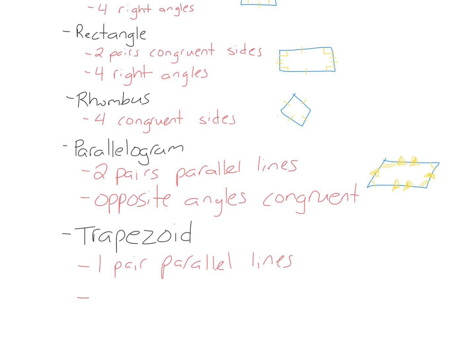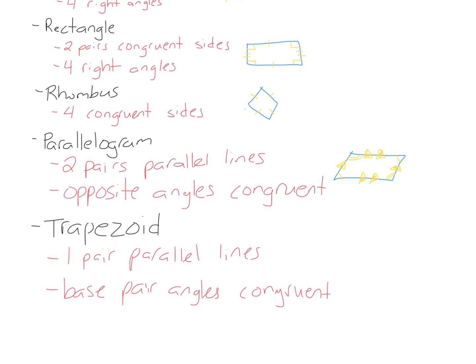How do I want to write that? Base pair angles are congruent. Why did I put base pair? Because there's 2 bases. There's a top and a bottom base. The angles with the top base are congruent. The angles with the bottom base are congruent. So remember, we have 1 pair of parallel lines, and then we have our congruent angles that are connected to our base. Remember, base 1, base 2.